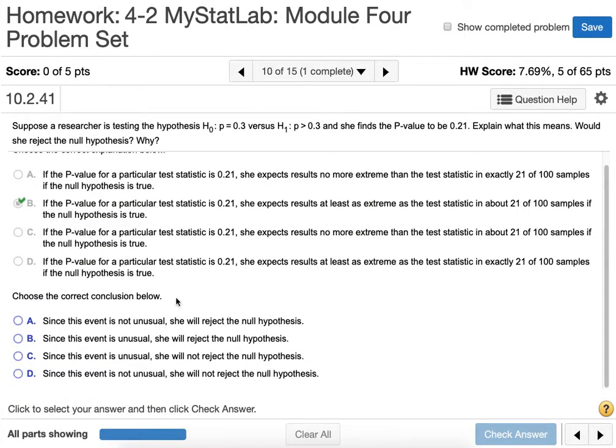So choose the correct conclusion below. Since the event is not unusual, she will reject the null hypothesis. You know, 21 out of 100 times is not unusual. But because it's not unusual, she's not going to reject the null. So this says she will reject the null, which is wrong. Since it is not unusual, she will not reject the null hypothesis.